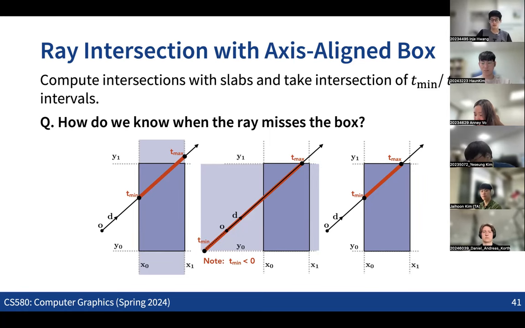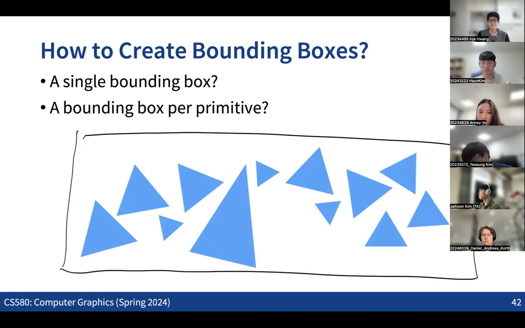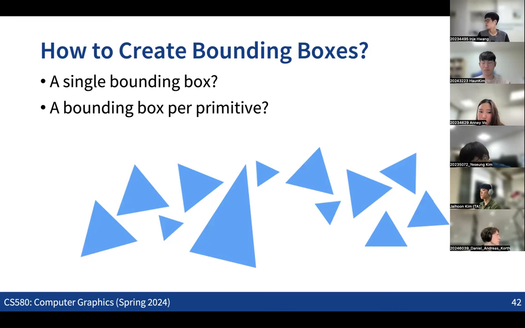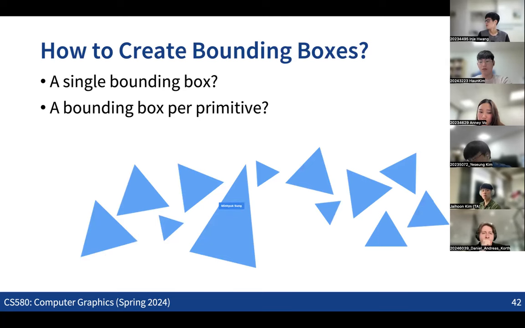So yeah, this is kind of good. Now we can see we can represent some groups of objects using bounding boxes. Here also the question is how should we define the bounding boxes? When you have this kind of scene, should you make one big giant bounding box that includes everything, or should you make bounding boxes for each of the objects, right? What would be the best way?